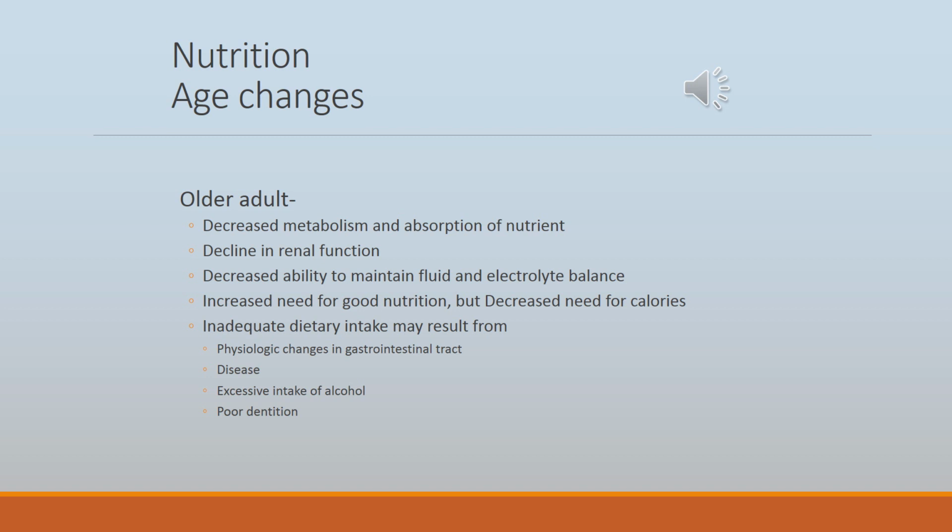In addition, reduction in exercise with age without concomitant changes in carbohydrate intake places the older adult at risk for obesity. There is an increased need for good nutrition, but a decreased need for calories. They also have a decline in renal function and a decreased ability to maintain fluid and electrolyte balance.